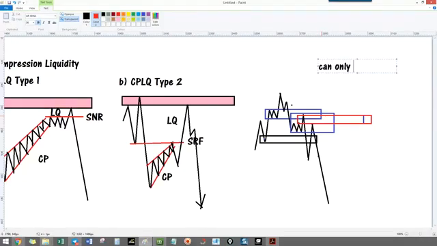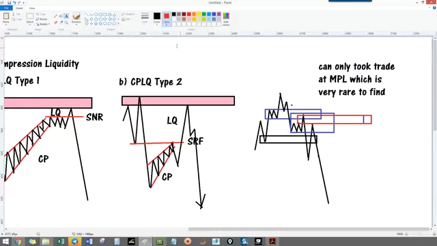And only trade at MPL, which is very rare to find. In this red box. Okay. You must only take a trade here. You do not trade here. You do not trade here. You only trade here, after everything. Okay. This one.